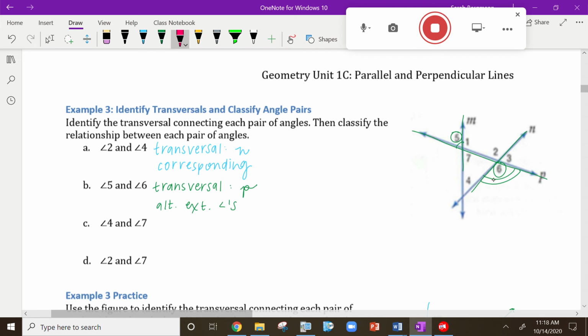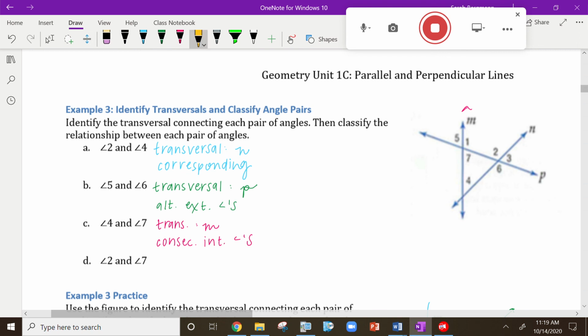Next, angle 4 and angle 7. Angle 4 is formed by line M and line N. Angle 7 is formed by line M and line P. Line M is used in both angles, so line M is the transversal. The type of angles: they're on the same side of the transversal in the interior, so they're called consecutive interior angles.